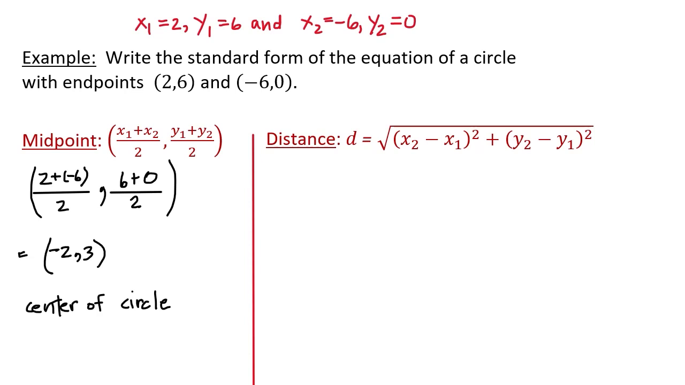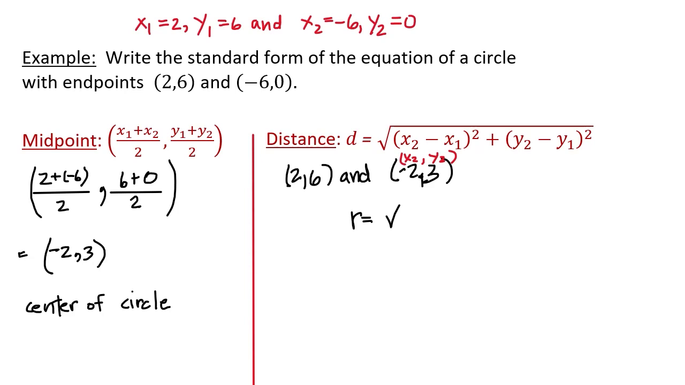If I want the radius, I want to find the distance between one of the points, let's say the point (2, 6), and the center of the circle, (negative 2, 3), and that will give me the radius of the circle. So I'm going to change this to say radius. For convenience, I'll call the point (negative 2, 3) x2, y2. It's not going to matter which points you decide to label x1, y1.